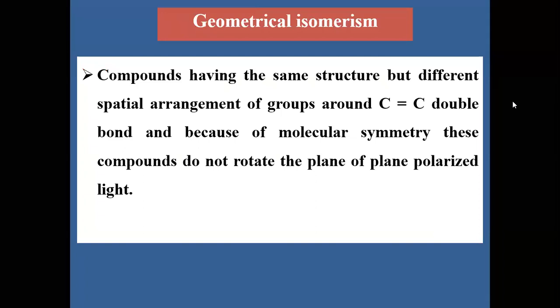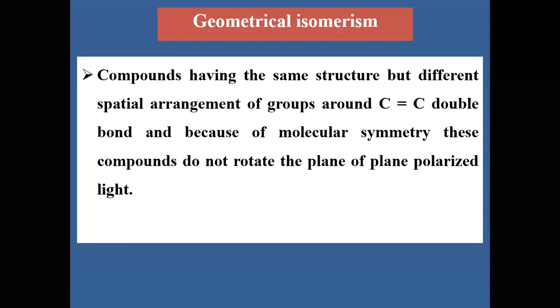Now students, we start with our topic and that topic is geometrical isomerism. Now what is geometrical isomerism? First I read the definition. Compounds having the same structure but different spatial arrangement of groups around carbon-carbon double bond, and because of molecular symmetry, these compounds do not rotate the plane polarized light.